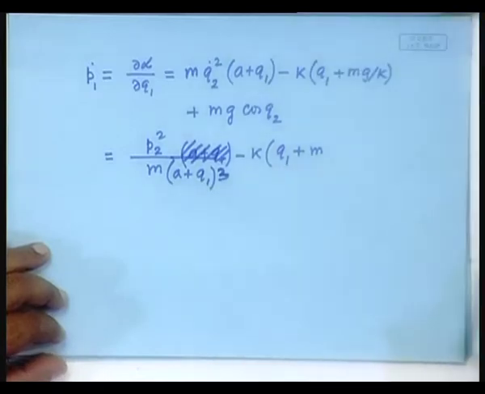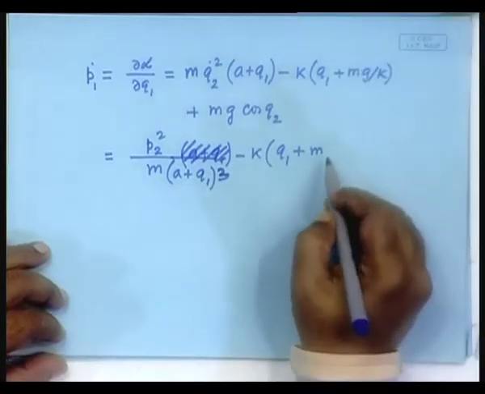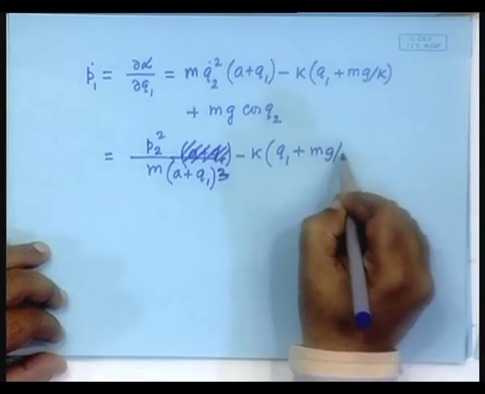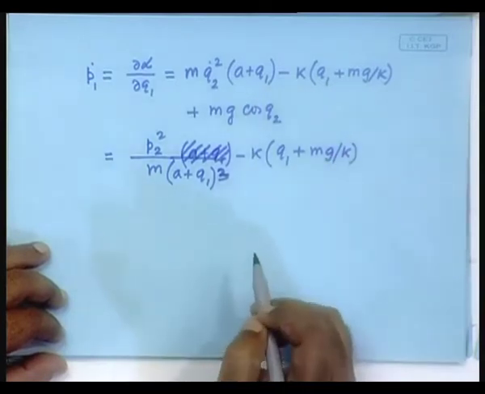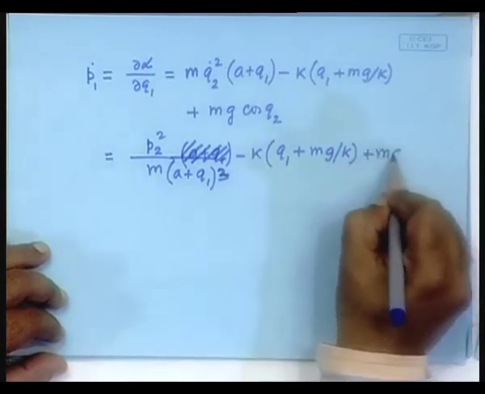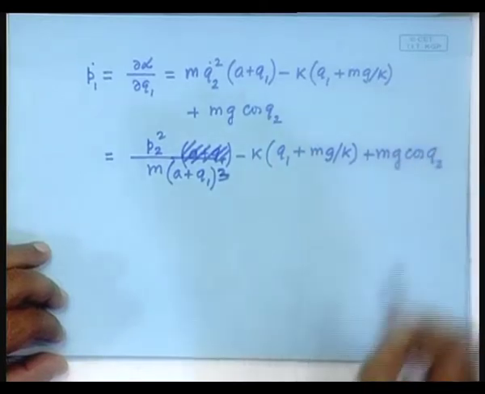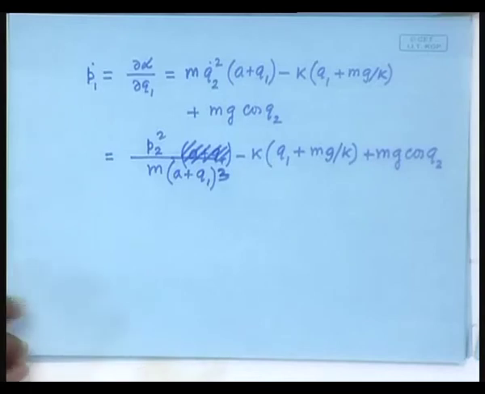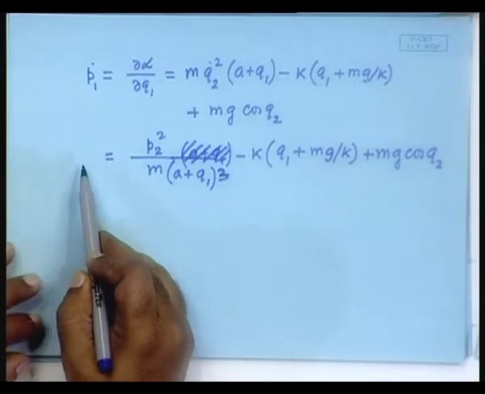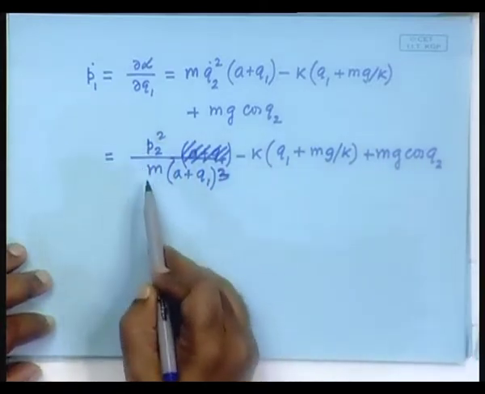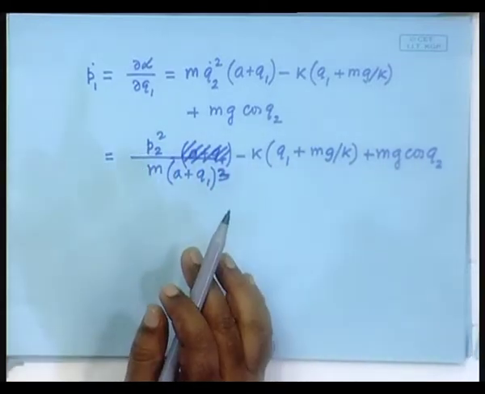No, it will remain, yes. So, this is m g by k plus m g cos q 2, fine. So, we have obtained one first order equation without any dotted term in the right hand side. Have you seen the technique?